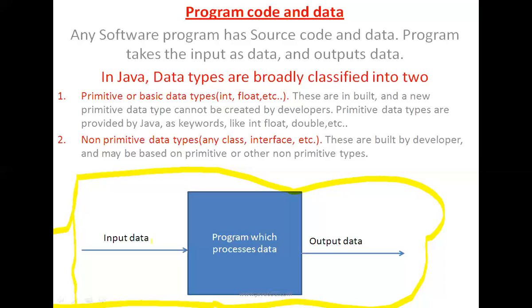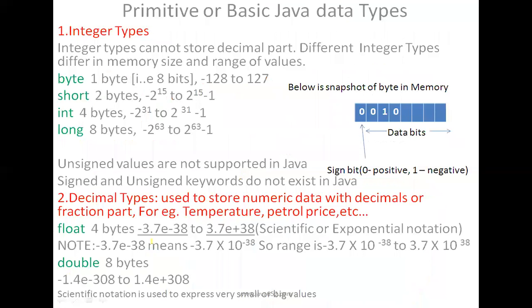See, for example, stock market price or the temperature of a city needs decimals, right? If you use integer, non-decimal, for that, you are losing some data. Your program is not right. So let us see what are the different Java data types available.